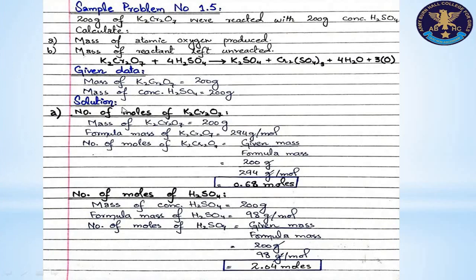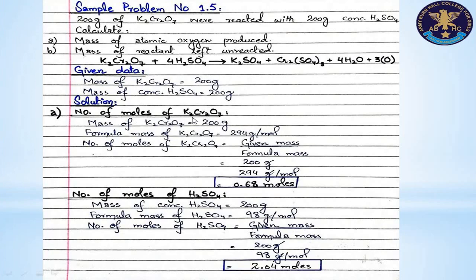The first step is already done, that the balanced chemical equation is already given to us. We have to proceed from step 2, that the quantities of the reactants are given in terms of grams. So first we have to calculate the number of moles of both of these reactants.